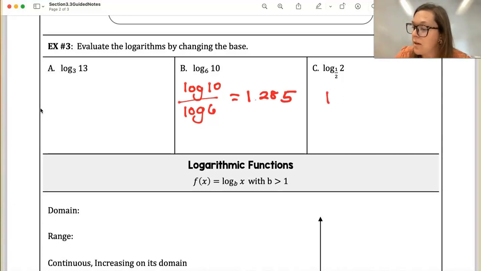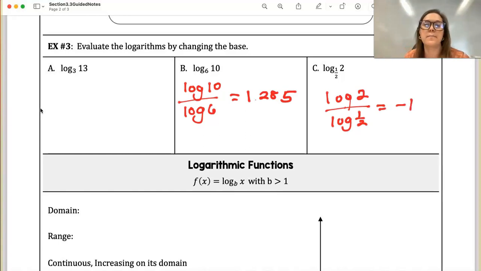And then if you did a log of 2 divided by log of 1/2, that should get you to -1 if you type it into your calculator. Or do the natural log. I should do natural log. That's less writing, less letters. But I just usually go to common log. Okay, so change of base. Make sure that you can evaluate logarithms on your calculator.